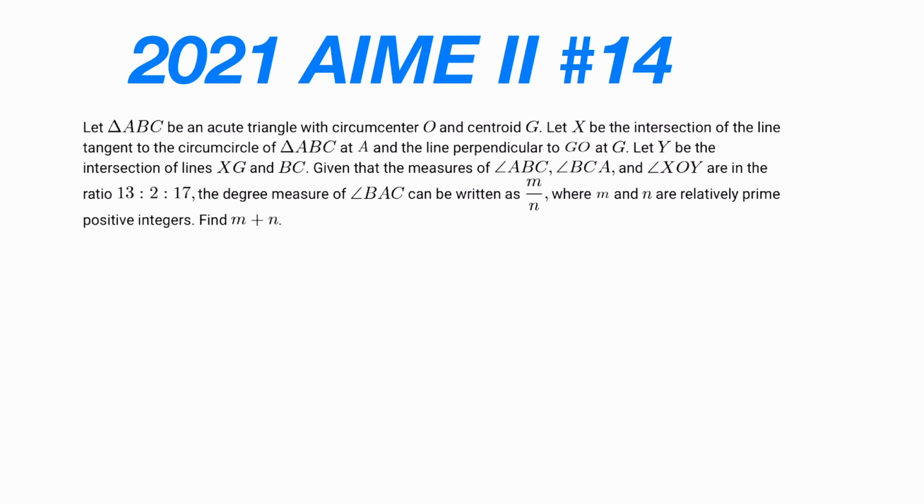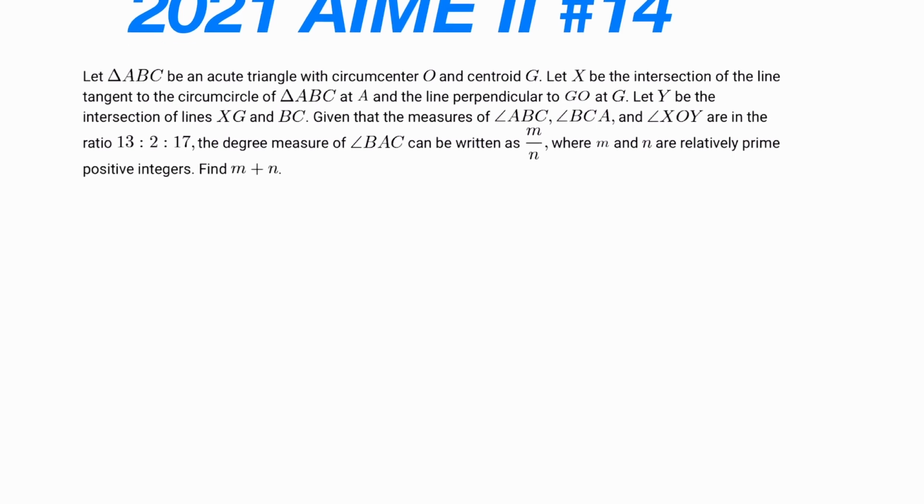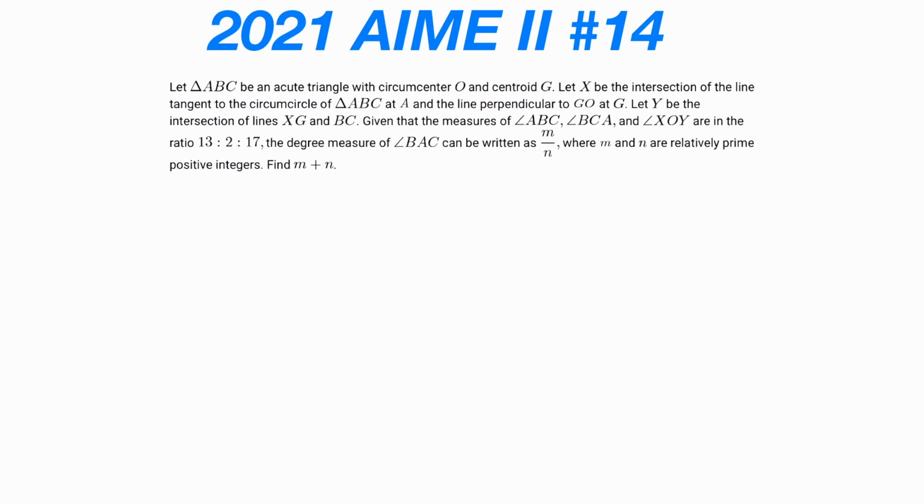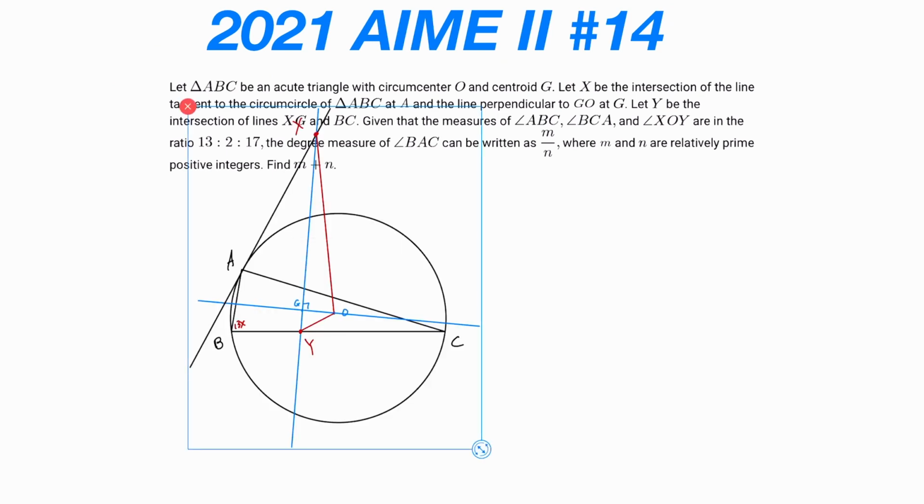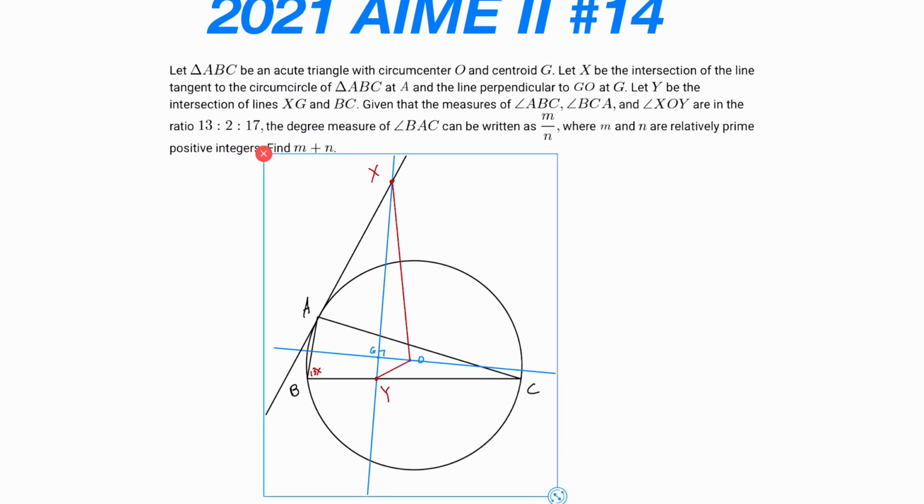Given that the measures of angle ABC, BCA, and angle XOY are in the ratio 13:2:17, the degree measure of angle BAC can be written as a fraction. So we want to find the degree measure of angle BAC. So to save us time, I already drew a diagram for us over here. So I will just paste it in over here.